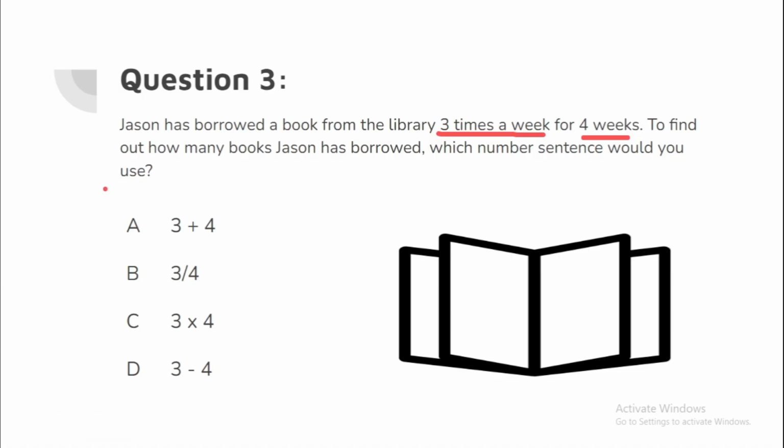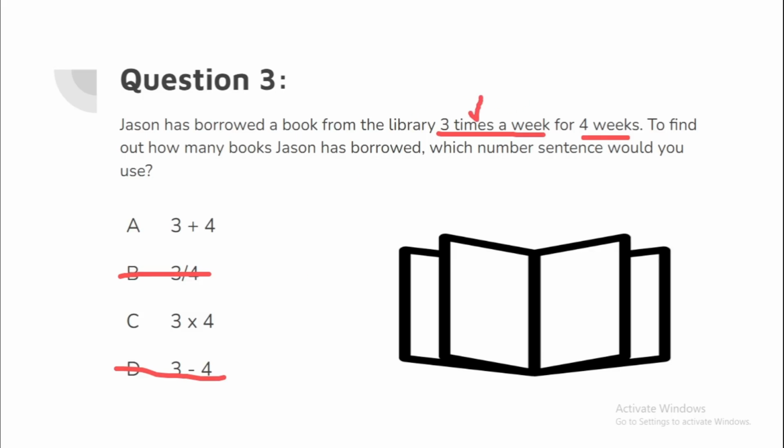All right. So first of all, let's get rid of the most obvious ones. It can't be D. If you did 3 minus 4, you would have -1. And you can't have -1 book. Next up, you can't divide. 3 divided by 4 is 0.75. You can't have 0.75 of a book. That's not possible.